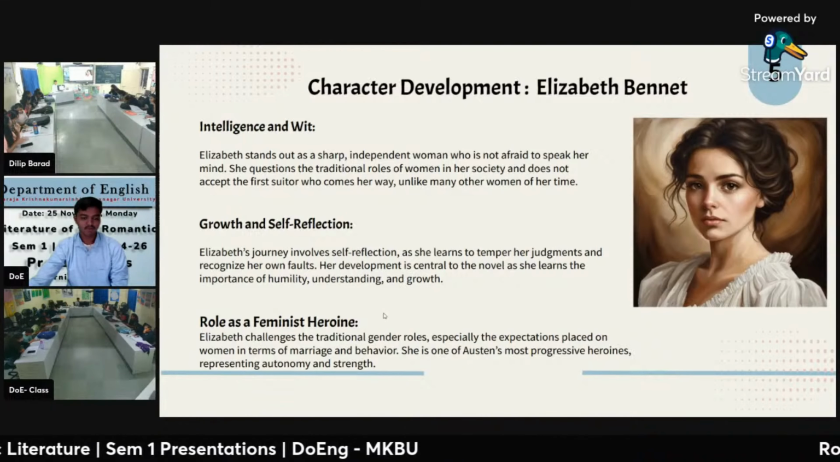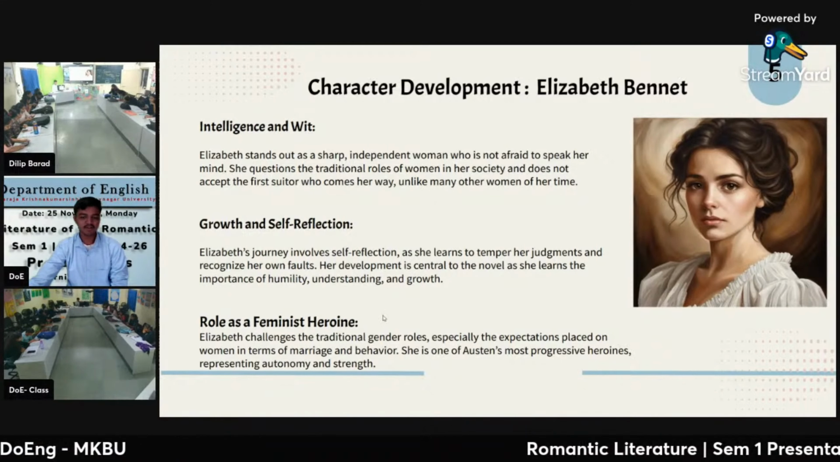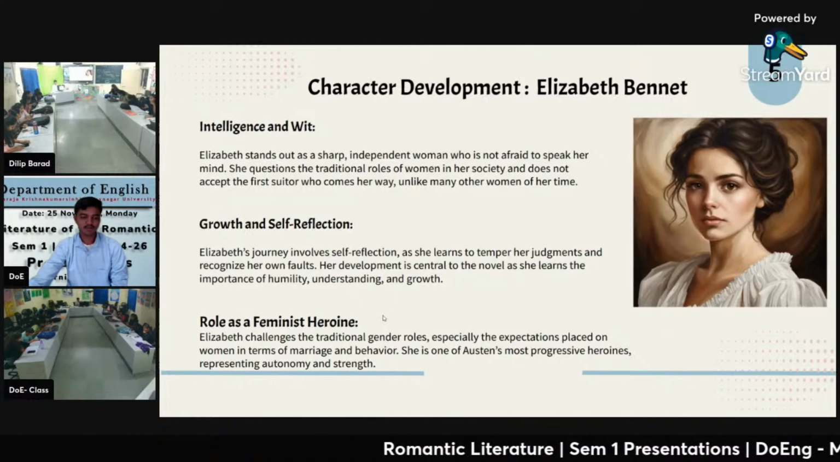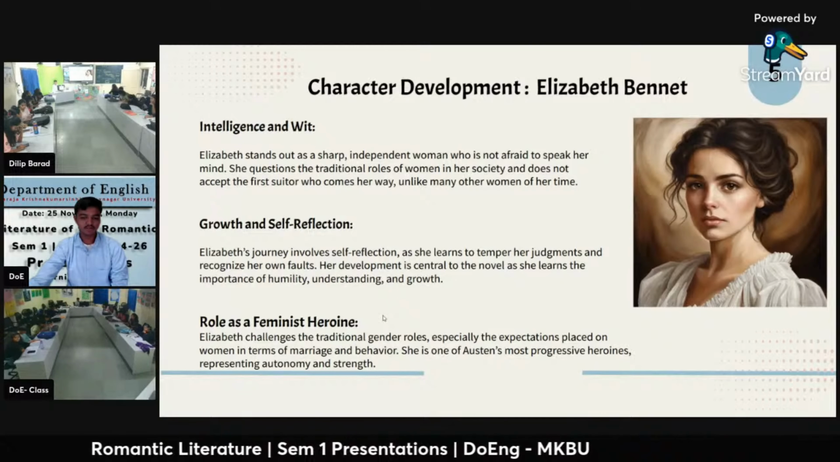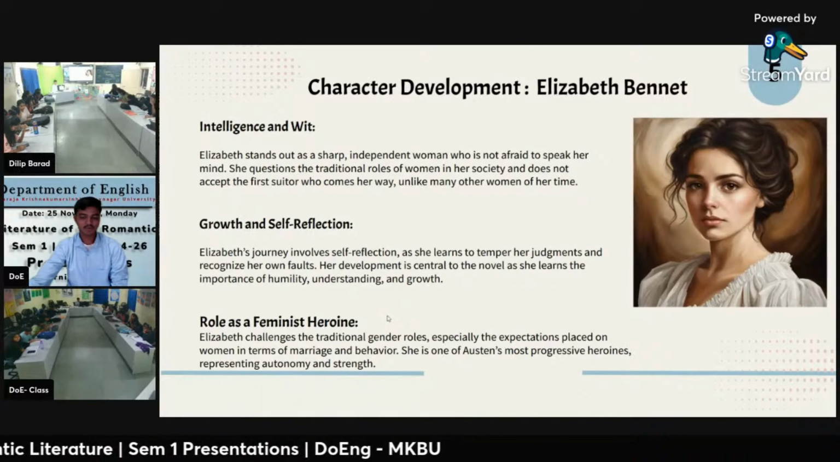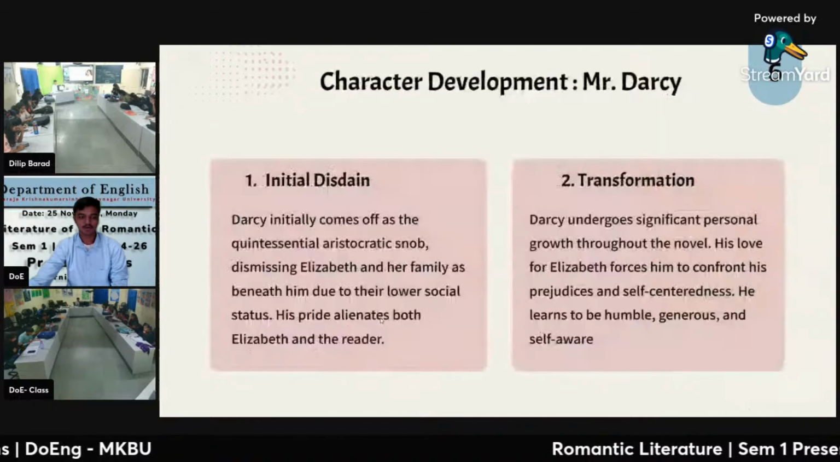Role as a feminist heroine. Elizabeth challenges the traditional gender roles, especially the expectations placed on a woman in terms of marriage and behavior. She is one of Austen's most progressive heroines, representing autonomy and strength.